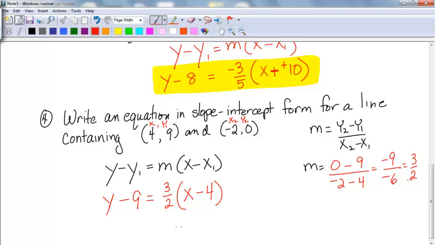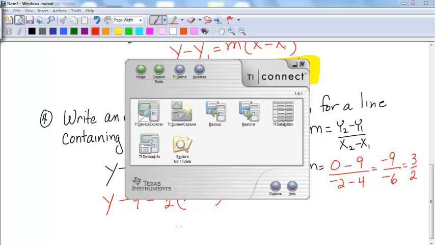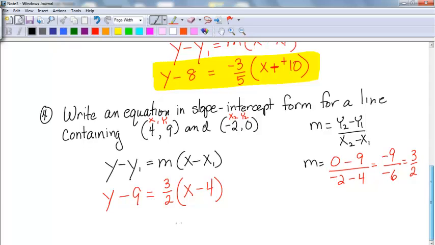Or I could do this. I could add 9 to both sides. You have to decide how you're going to simplify that, okay? Let's do it two different ways. Let's say I just add 9. And then you'll have your choice which way you want to do it.